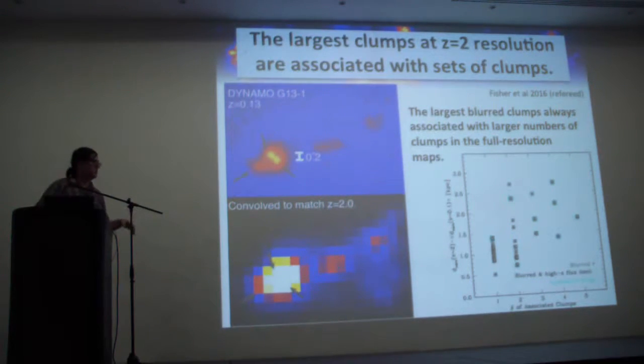And we find that this is a systematic trend in our data when we run this little experiment. That's what I'm showing you over there: the size of the blurred clump on the y-axis plotted against the number of clumps it's associated with. And we find that the really, really large clumps in the blurry maps are basically always just a function of the geometry of the subclumps. It doesn't appear to be anything physically related to the clumps, and we're looking into that. I think this is not surprising, but it's nice to see and to show.